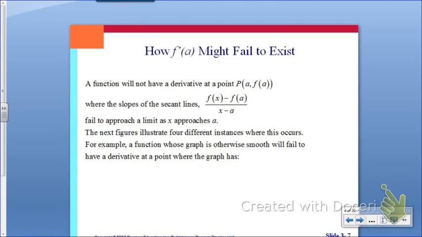A function will not have a derivative at a point a, f of a, where the slopes of the secant lines for f of x minus f of a over x minus a fail to approach a limit as x approaches a. The next figure will illustrate 4 different instances where this occurs. For example, a function whose graph is otherwise smooth will fail to have a derivative at a point where the graph has the following.